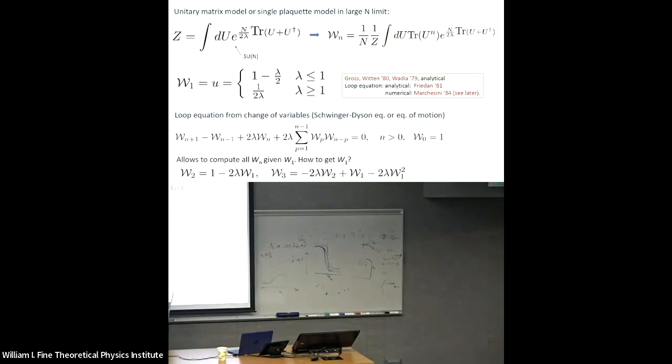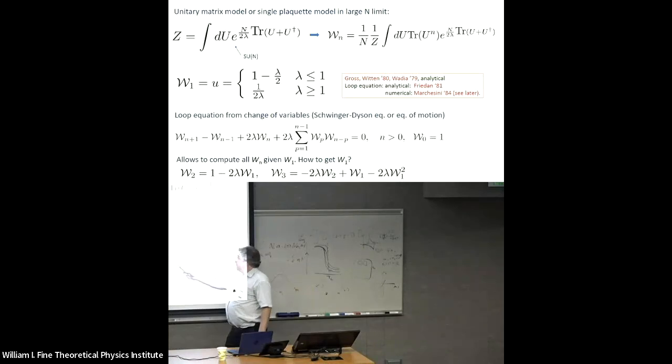So let's start with the single matrix model. I have a unitary matrix with some action, and I want to compute this integral. Moreover, I want to compute the same integral with the trace of U to the n, normalized. These matrices are SU(N) matrices with capital N. And this W_n I'm going to call the Wilson loop. I want to compute these quantities without doing this integral.